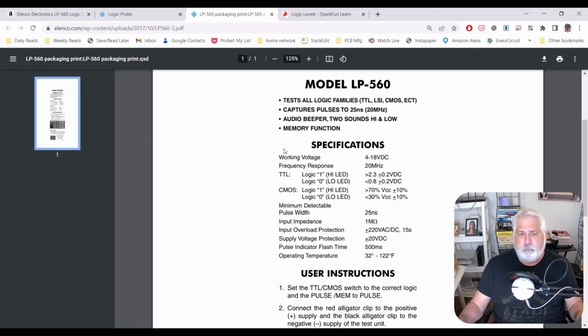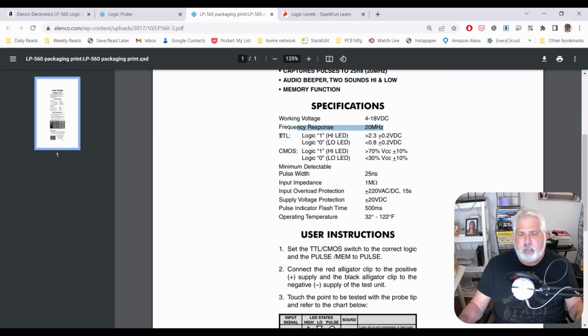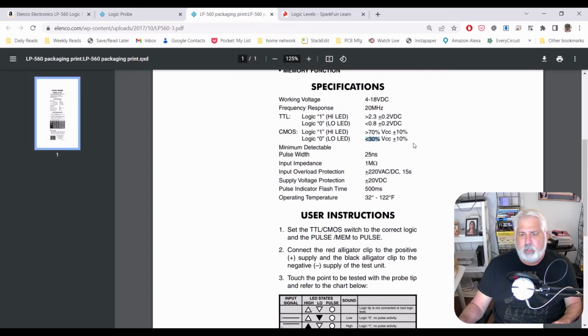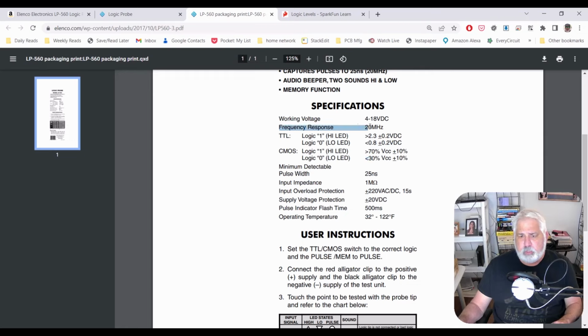So anyway, what is TTL? Well, this is telling us TTL for this device is 2.3 volts to VCC, most likely. And this is saying it's less than 0.8 to ground. That's what a 0 or a 1 is. And it gives you percentages here because CMOS isn't always 3.3 volts. In terms of frequency response, 20 megahertz. So that's as quick as it can look at incoming pulse signals.